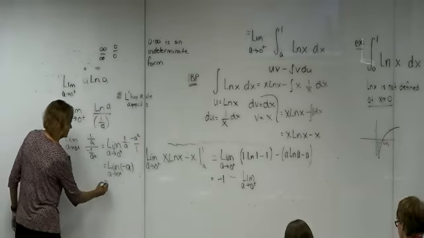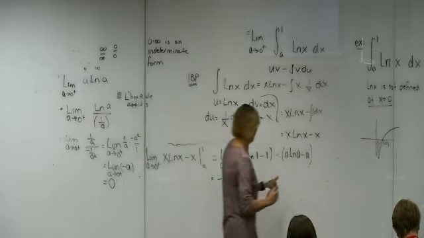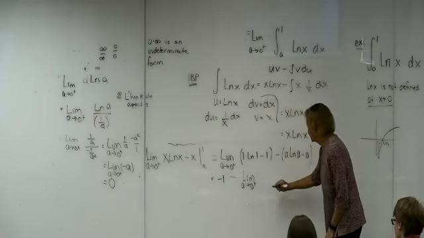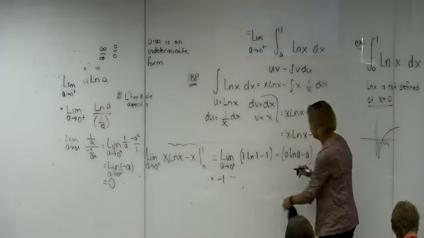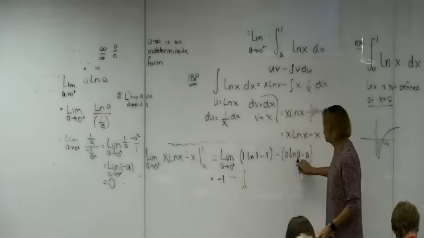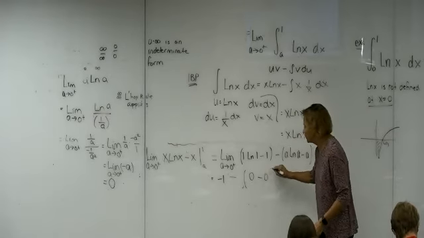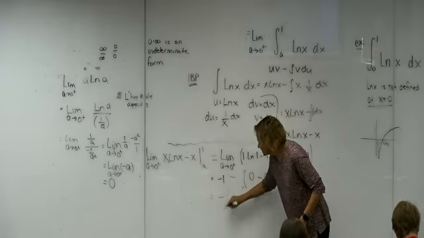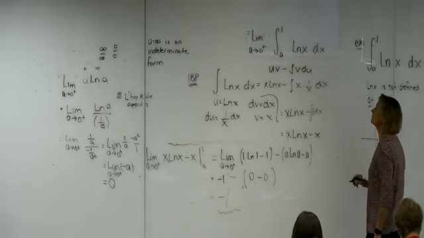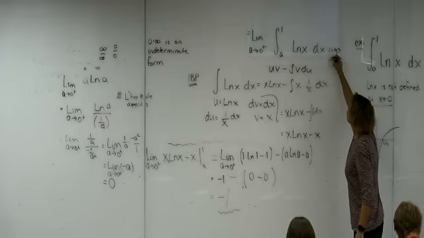My gosh, that limit exists and is 0. So in other words, this becomes 0 and A was going to 0, so that's 0. And so this limit does exist, and so this integral converges to -1.